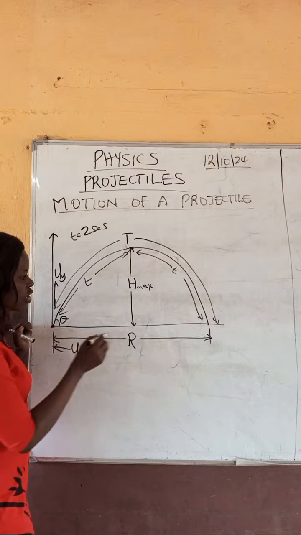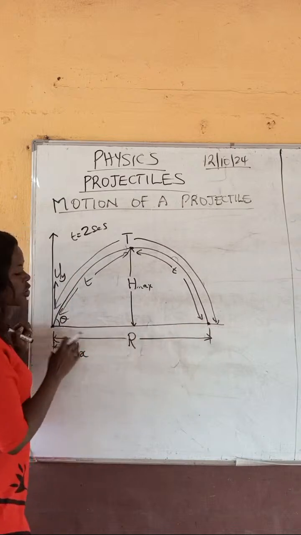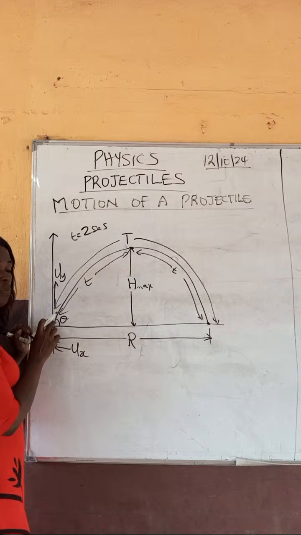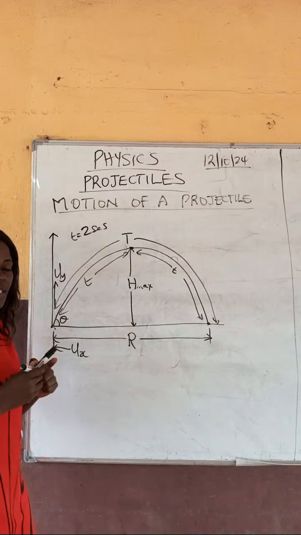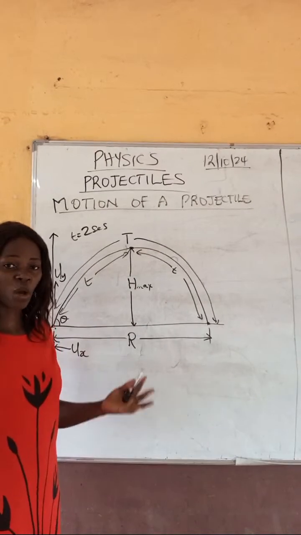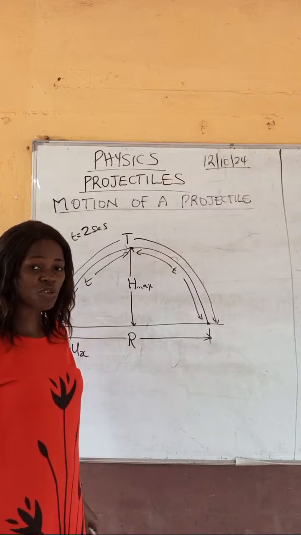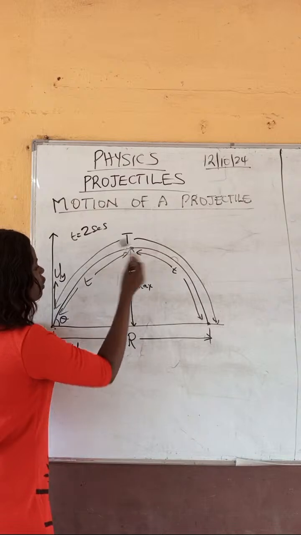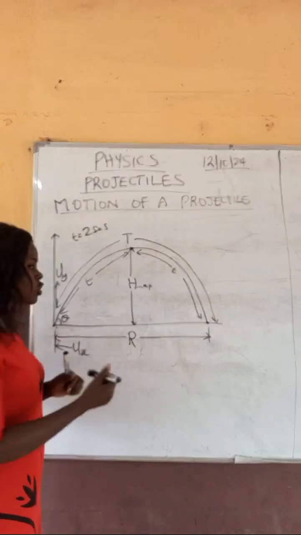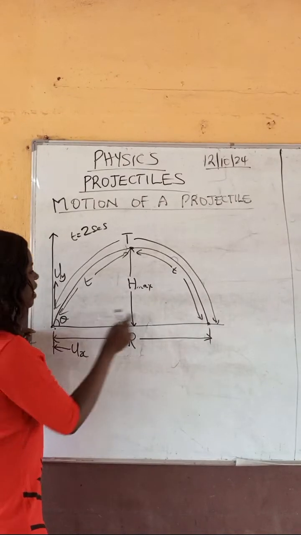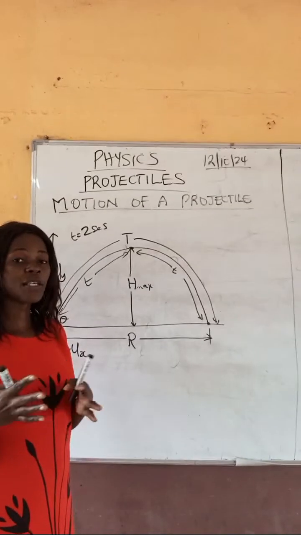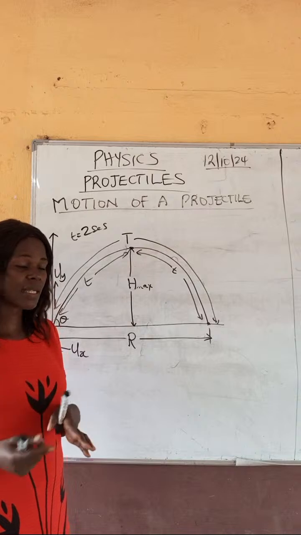What is range? Range is the horizontal distance from the point of projection. This is where the object was projected. For example, I want to project an object and this is where I was standing. So this is my point of projection, right? It will now move and return to the ground. So the distance from here to here is said to be the range. And range is otherwise known as horizontal distance.